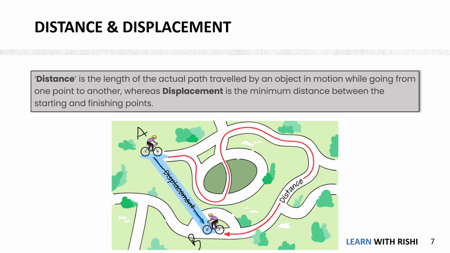Distance is different, displacement is different. Distance is the actual path he has traveled, and displacement is the minimum distance between the 2 points, starting and ending point. In between what he has done, it doesn't matter in displacement.